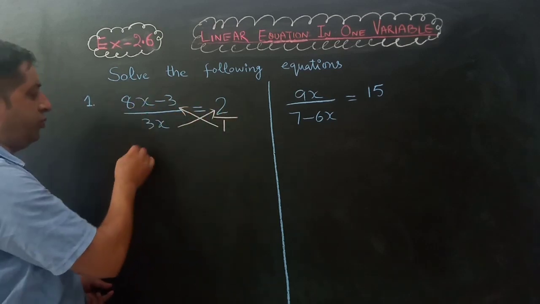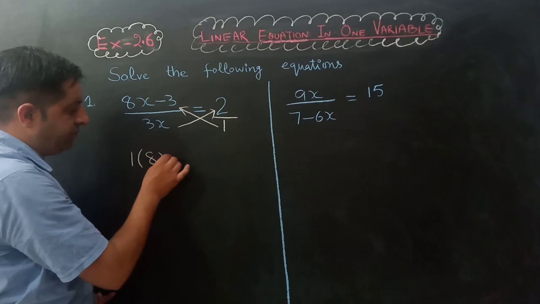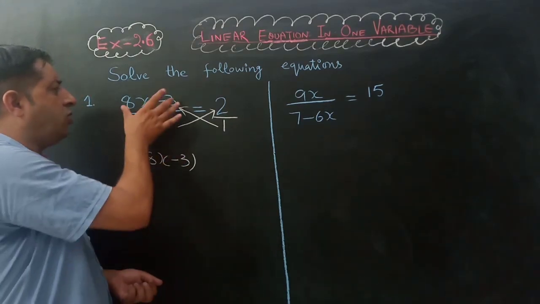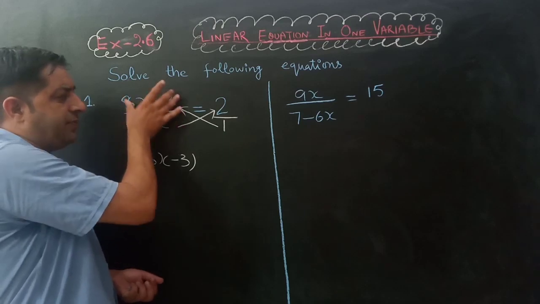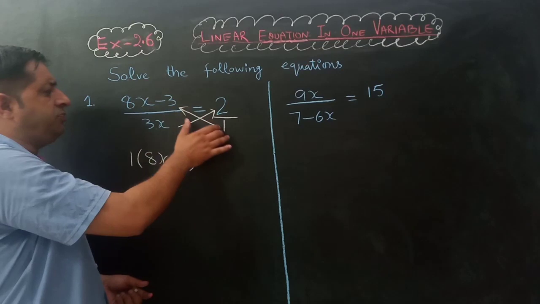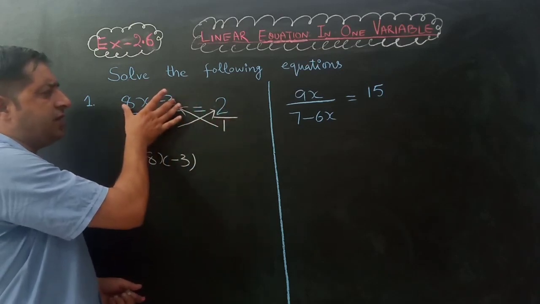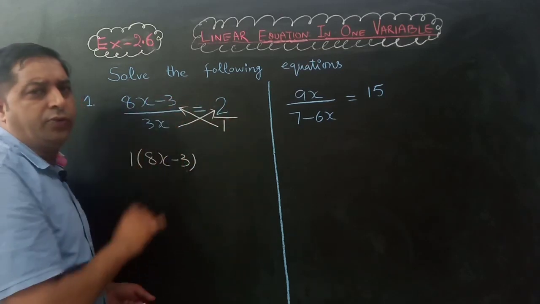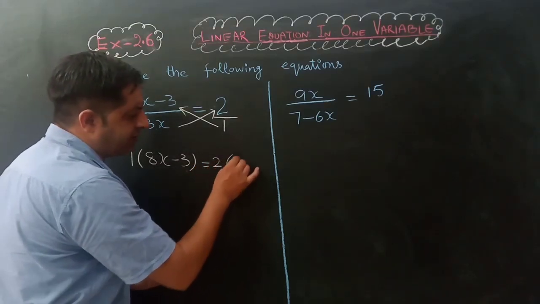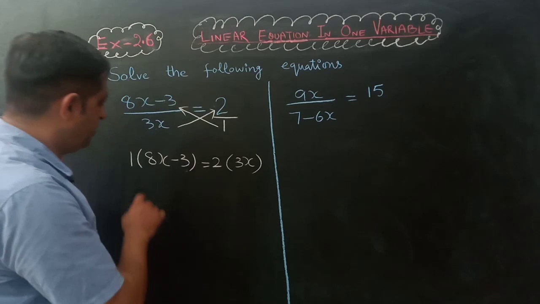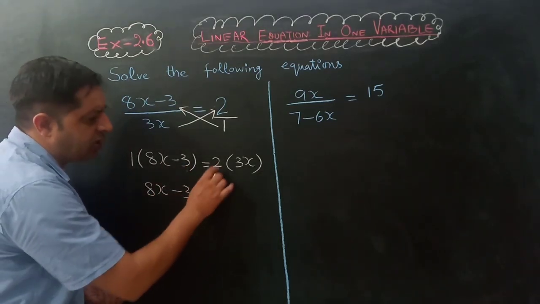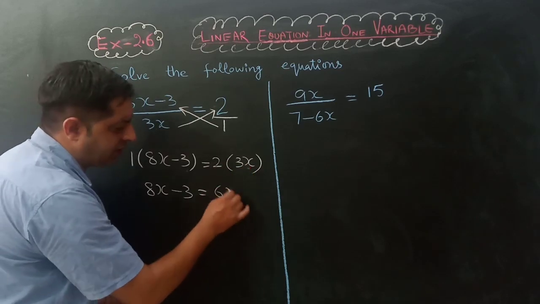Now 1 into (8x minus 3). Remember this point that when we have to cross multiply, always put this algebraic expression in bracket. कभी गलती नहीं होगी, हमेशा जब भी क्रॉस मल्टीप्लाई करो अलजेब्रिक एक्सप्रेशन को ब्रैकेट में लिखो, कभी भी गलती नहीं होगी. Is equals to 2, right, algebraic expression in bracket. Now 1 into (8x minus 3), you all know the answer is 8x minus 3. 2 into 3x, you will get 6x.